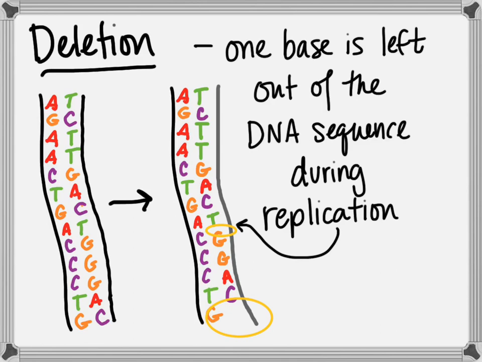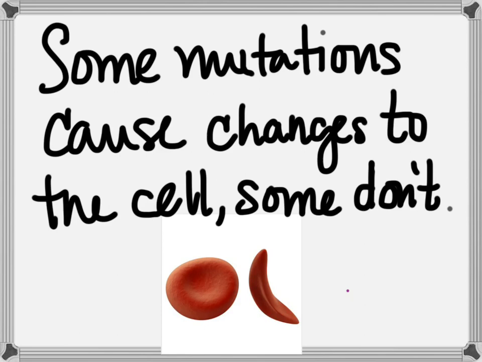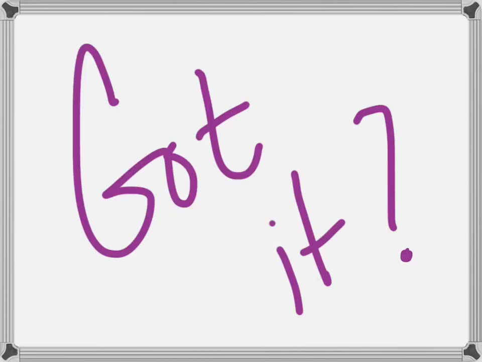We'll see. What's important to know is that some mutations cause changes to cells, some don't. That's okay. We won't really understand why that is until we start to talk about protein synthesis. But here is a cell that has a mutation that did cause a change to it. That's a sickle cell, and we'll talk more about that later too when we talk about genetics. Some mutations are harmful, some mutations are actually beneficial for the cell, and some mutations, like we said, don't actually cause any changes. Okay, you got it?